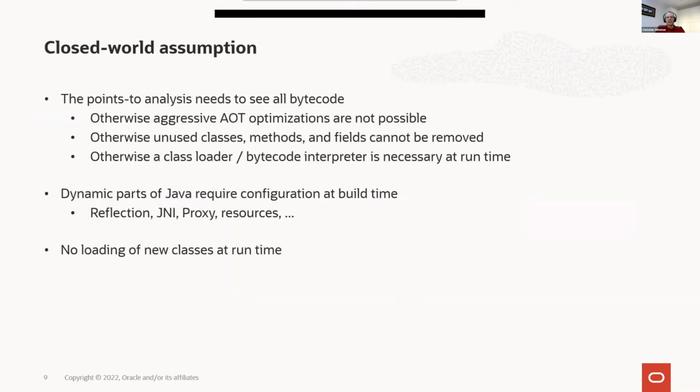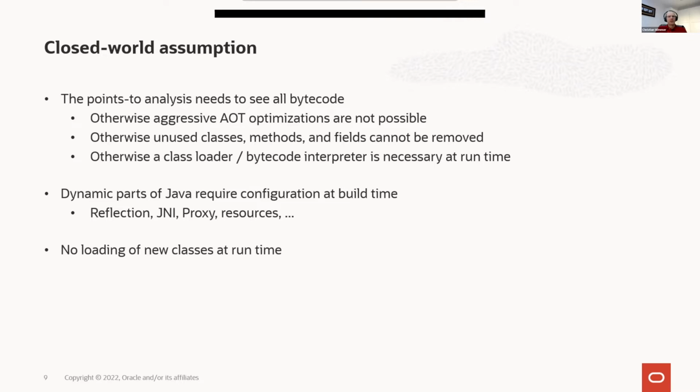For all of that to work, you have one very important assumption, and that's the closed world assumption. This points-to analysis needs to see all bytecode, all code of your application, because if you have this open world approach that Java traditionally had, where everything could be loaded at runtime, you cannot do any of these optimizations.